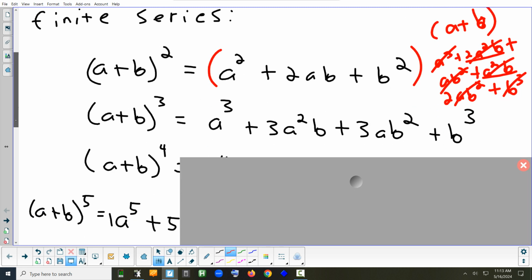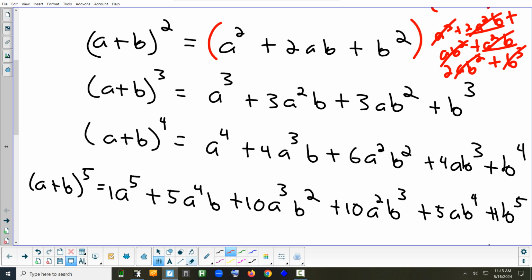Okay, so I'm going to do this out for a couple more. I already have it done out for the 4th and the 5th. And what I'm more interested in here is not to keep doing it out, but the pattern. I would like a quick way to be able to do a plus b to the 20th. But I don't want to have to do it like this.